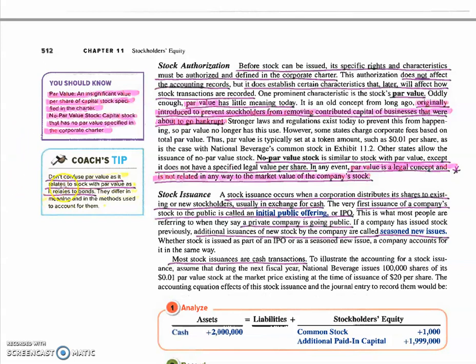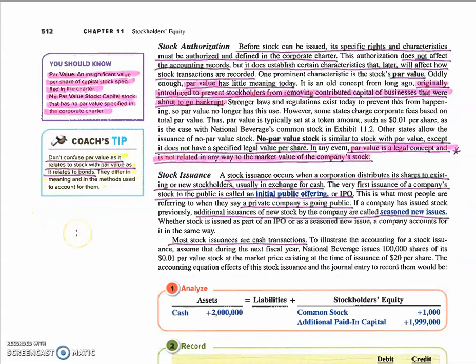Now, down here, good point. Don't confuse par value as it relates to stock with par value as it relates to bonds. With bonds, that's meaningful. We call it face value more commonly, but it's the amount the bondholders will be paid at maturity. So they are very different in their meaning and in how we account for them.